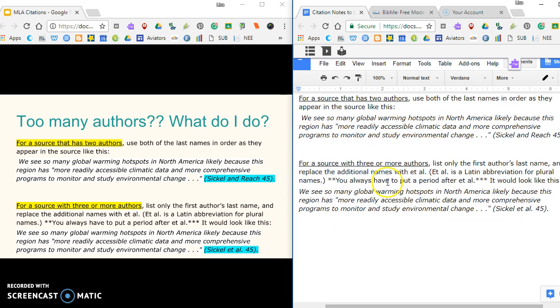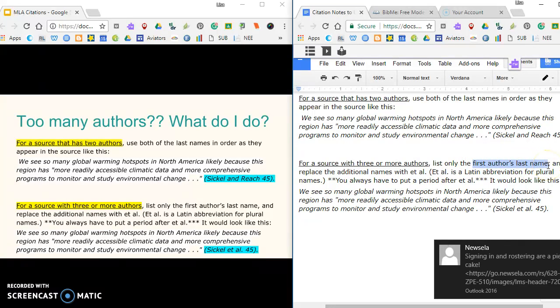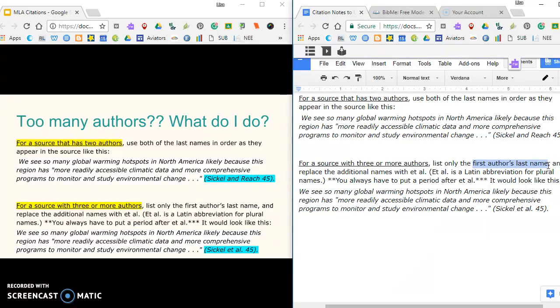However, when you have a source that has 3 or more authors, we're going to use some Latin, okay? First, we're only going to use the first author's last name. Notice how we're always using the last name here. We are never going to use the author's first name. Then we're going to replace the additional last names with these letters: E-T space A-L period. Et al. is that Latin abbreviation, which just means plural names. You always have to put a period after the A-L. It's going to look like this in this example.